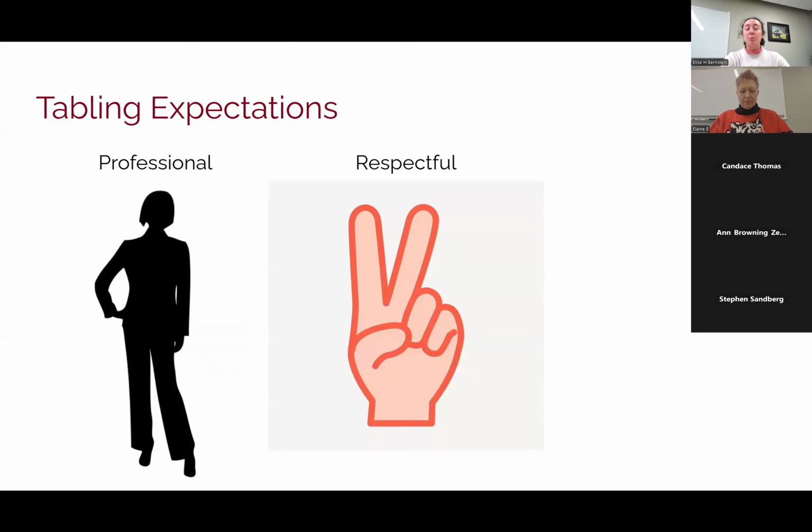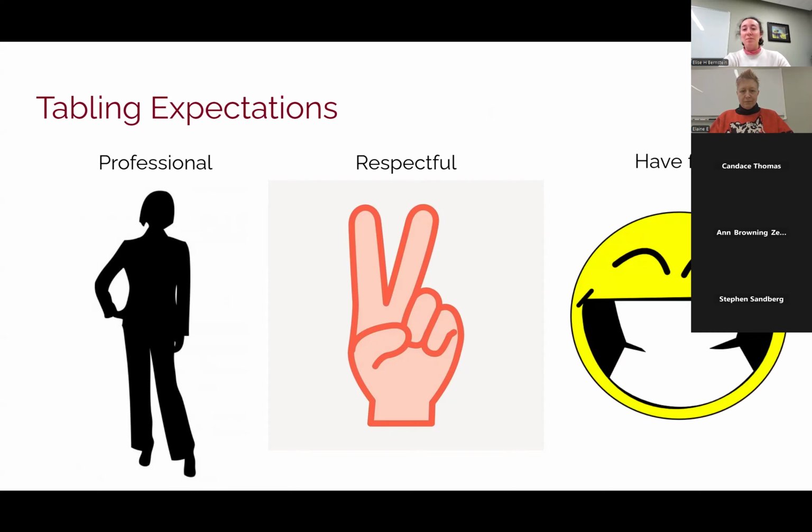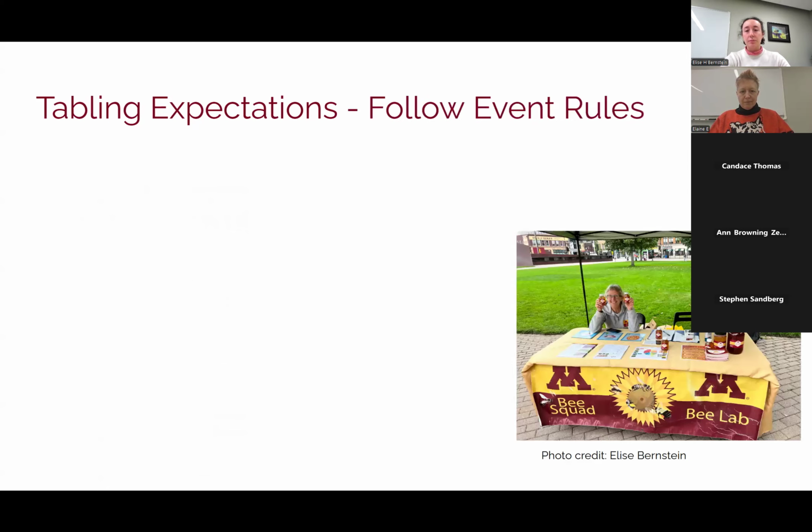We expect you to be respectful, both of the space that you're using and of the people around you, both the public audience that you're interacting with as well as the other vendors or people tabling at an event you're attending. And we want you to have fun. Working with pollinators is really fun and very engaging, and when you're having fun, it makes it easier to engage with others on the topics that you're tabling or presenting about.